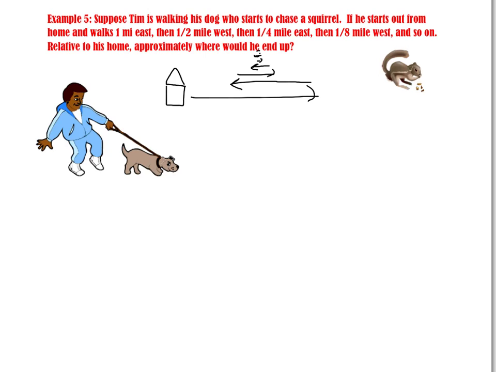So what we have here is a series. So he starts out going 1 mile east. Let's call that 1 in the positive direction. Then he turns around and goes a half mile west. Let's call that the negative direction. Then he goes a 1/4 mile in the positive direction, then an 1/8 mile in the negative direction, and so on and so forth. Now, this is a geometric series. Our common ratio would be -1/2. That ratio is between -1 and 1, so we know that our series will converge.